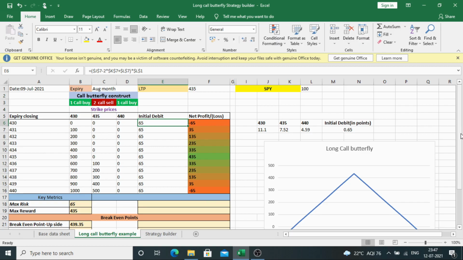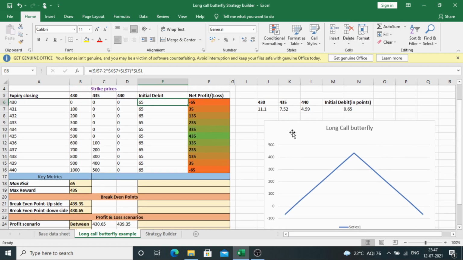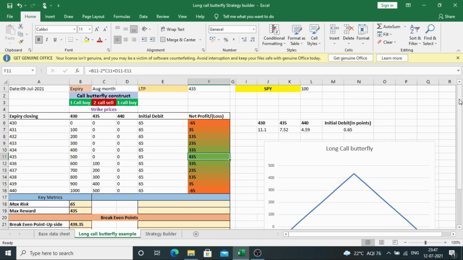As you can see clearly, the highest amount of profit comes in the middle, that is the strike price at which you are selling your position. So we are selling two positions at the 435 strike price, and the maximum profit is at 435. You can see the maximum loss is 65. That will be constant even if it goes below 430 or above 440. Maximum risk is 65. Maximum reward is 435.